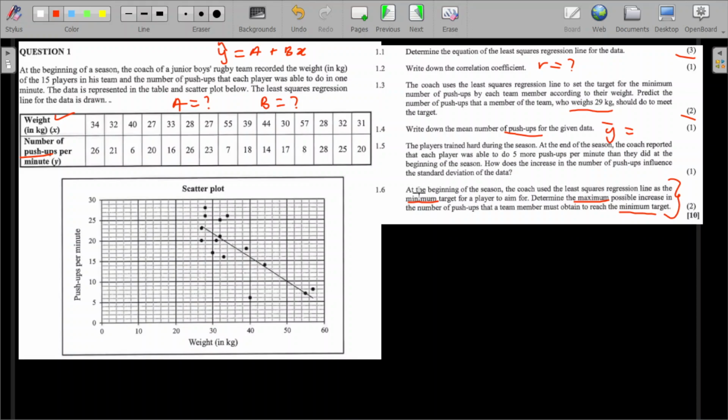And also, they're saying at the beginning the coach used the least squares regression line, which was happening here. So I think this question is based on what we did here in 1.1, which probably was a thinking question. These 2 marks, probably some of us will get it, some of us will not. Also this 1 mark, I think some of us will, some of us will not get it.